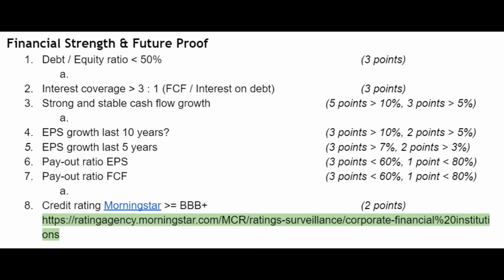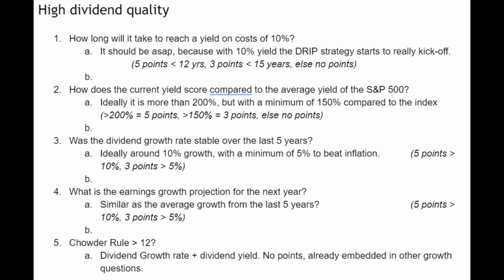Cool. And then the next one is obviously the dividend quality, and I suppose we all know what we're looking for here. But it's an interesting one. The interesting one there for me was how long it would take to reach a yield on cost of 10%. That was a very, very good one, because it's not something that I'd thought about before until I saw it here.